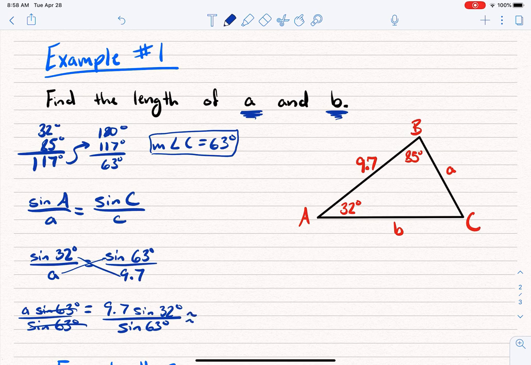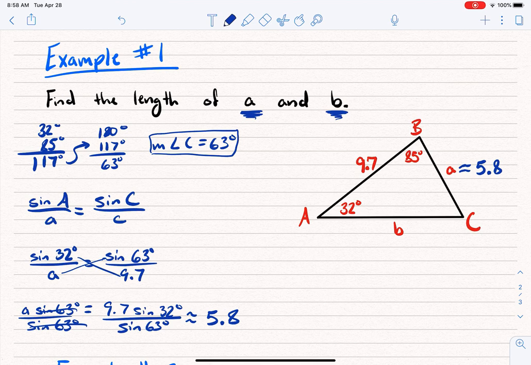And now I can use my calculator. Notice everything is in 2 sig figs in this situation, so I'm just going to keep it that way. So I go 9.7 times the sine of 32 degrees divided by the sine of 63 degrees. Close my parentheses. Hit enter. And I get that it's about 5.769000253, and so on. In terms of 2 sig figs, that would make 5.8. The 6 would cause the 7 to round up. So a is about 5.8.